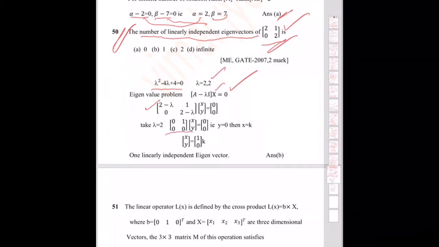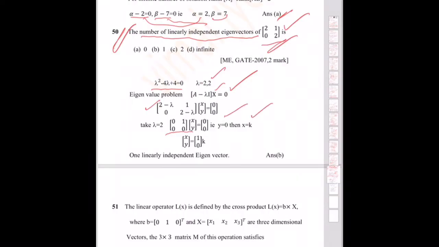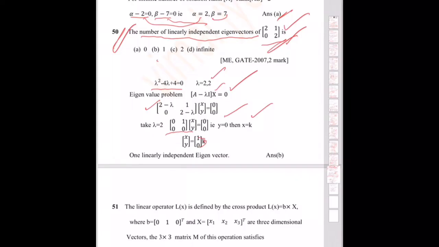That is, we get y equal to 0 and x equal to k. That is, (x, y) equals (1k, 0k). That is, we get only one linearly independent eigenvector. This equation has only one linearly independent eigenvector. That is, answer B is correct.